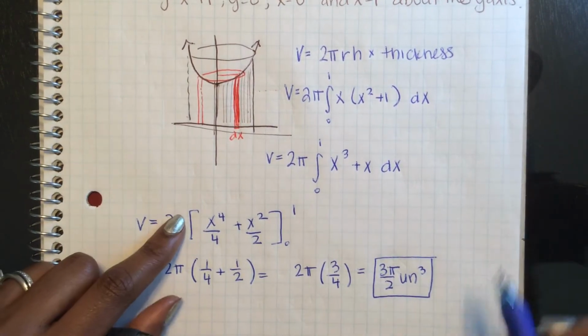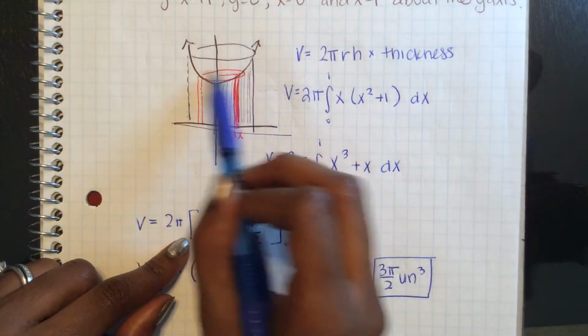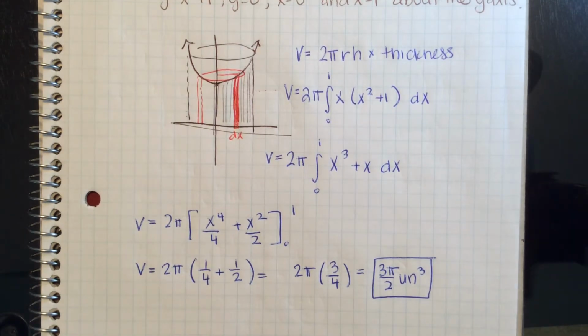So remember, I could have tried to do a disc and then a washer, but that's way too much work. Cylindrical shells are shortcuts. So we'll practice these in class tomorrow.